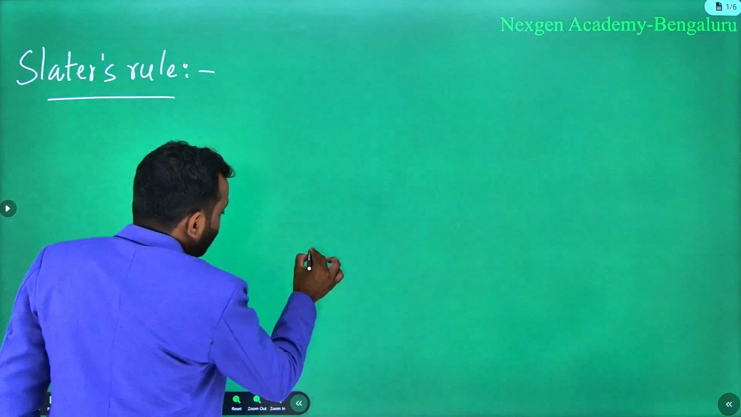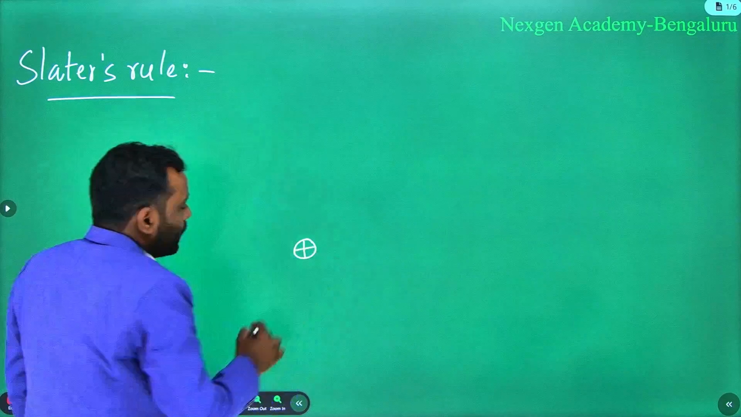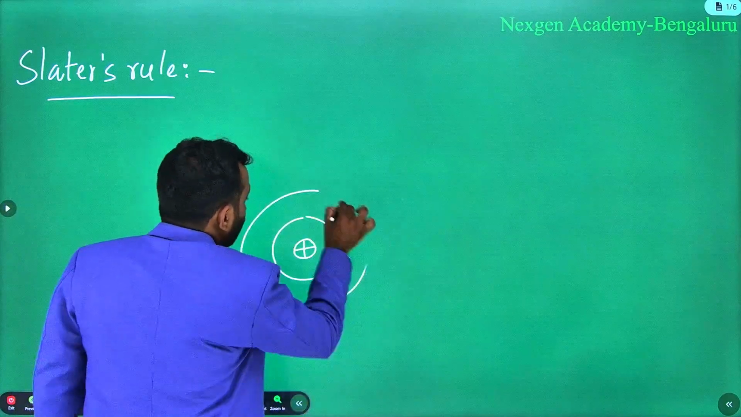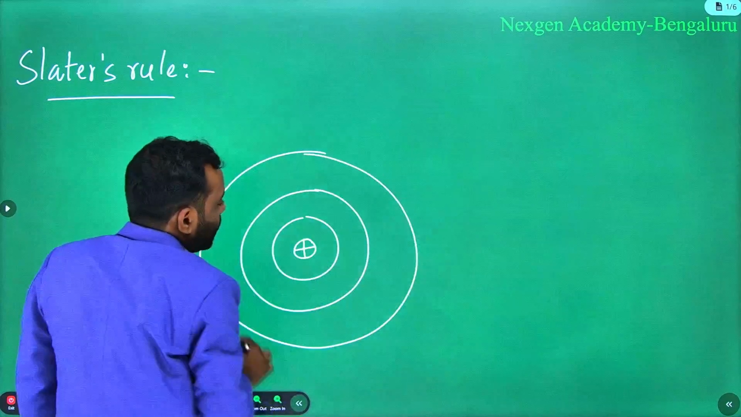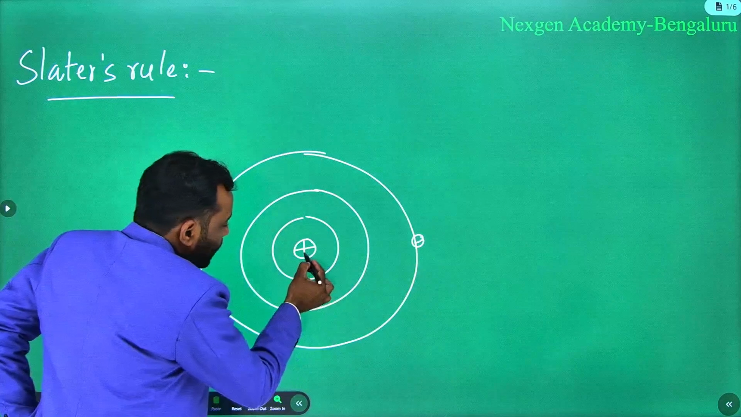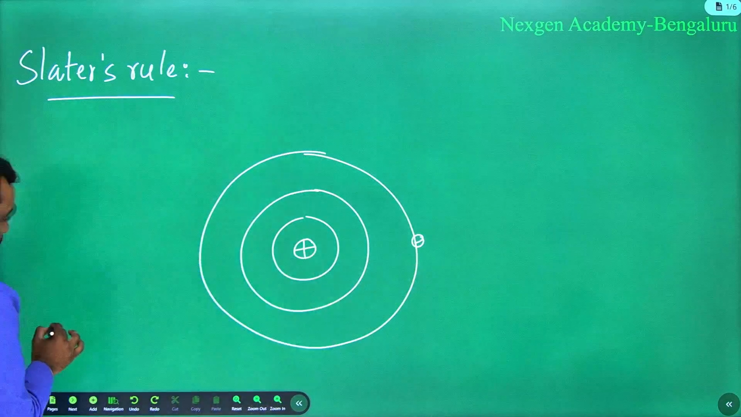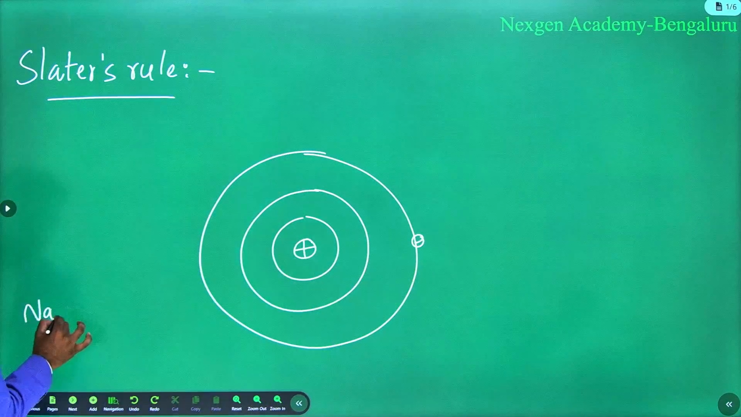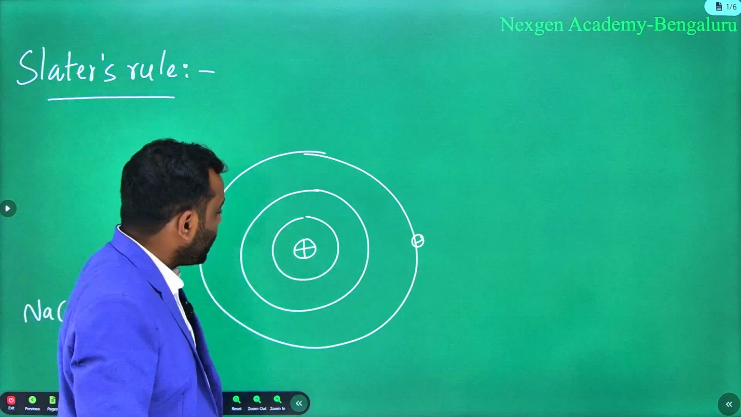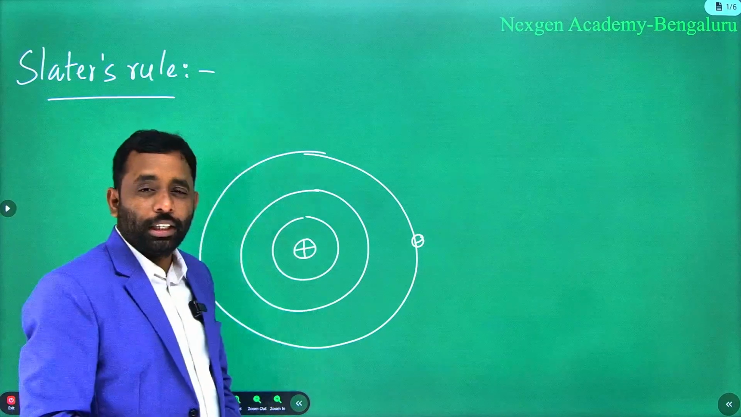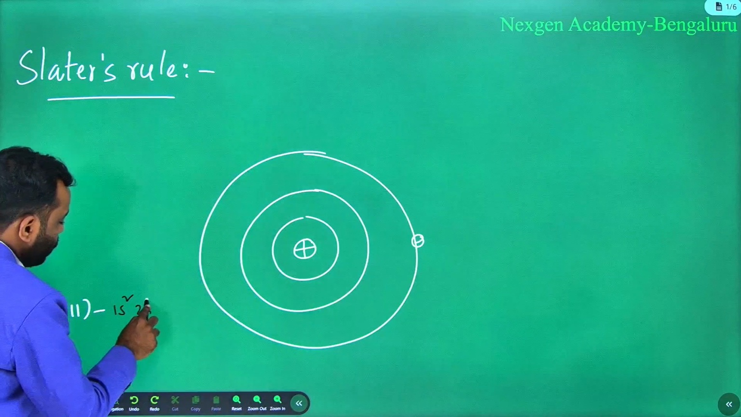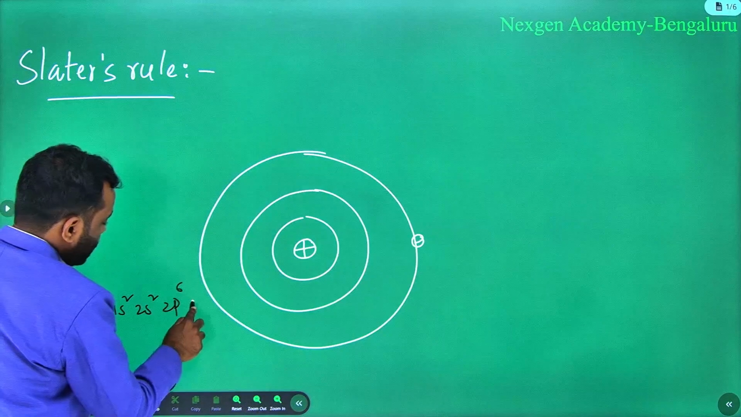For example, you take an atom. If this is the nucleus of the atom, just imagine there are energy levels, and one electron here. Let us say a sodium atom. If you take a sodium atom, 11 protons will be there inside. So first shell, second shell, third shell. The electronic configuration is 1s2, 2s2, 2p6, 3s1.